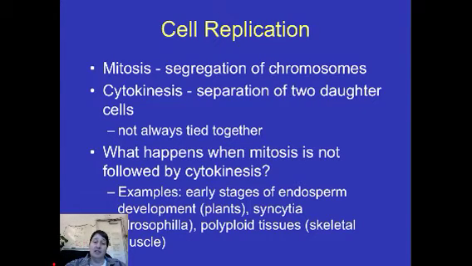If this happens in any other kind of cell, it is detrimental to the growth of the organism, and those cells will automatically undergo the process of apoptosis. So keep in mind cytokinesis. We'll talk about that at the very end. That's the separation of two daughter cells.